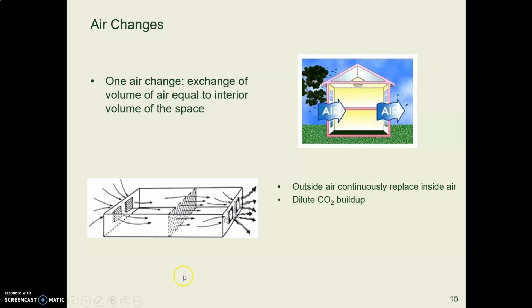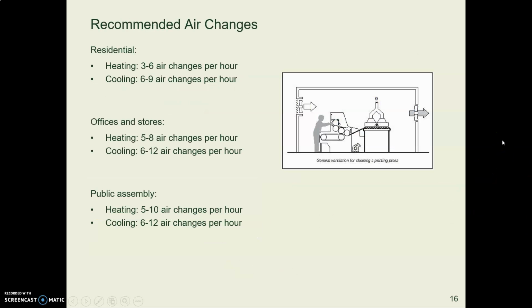And an air change is, let me give an example. Let's say there were 100 cubic feet of air in this room. That's how many cubic feet the volume of this room is. One air change would have 100 cubic feet of air leaving and another 100 cubic feet of air from outside coming in. That's one complete air change. And that's how we keep fresh oxygen in here and keep CO2 from building up.